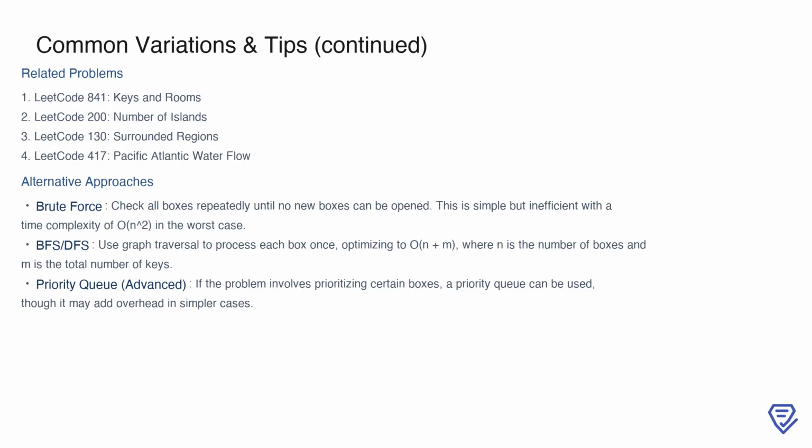In terms of alternative approaches, a brute force solution iteratively checks all boxes until no new boxes can be opened. While simple, this approach is inefficient with a time complexity of n squared, in the worst case. A more efficient strategy is to use BFS or DFS, reducing the complexity to n plus m, where n is the number of boxes and m is the total number of keys. For more advanced scenarios, like when certain boxes need prioritization, a priority queue can be introduced. However, this added complexity is often unnecessary for simpler variations of the problem. Understanding these approaches and their trade-offs can make your solution both efficient and adaptable to different constraints.